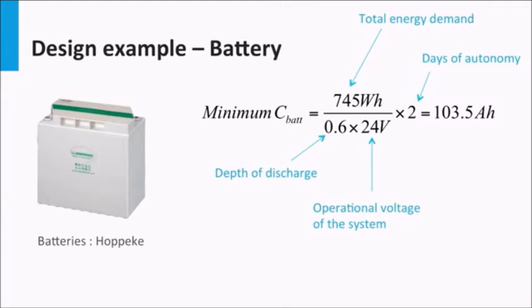On the other hand, the higher the battery depth of discharge, the more the battery can be discharged and therefore the lower the battery bank capacity needed. So this gives us a minimum battery capacity of 103.5 amp hours.